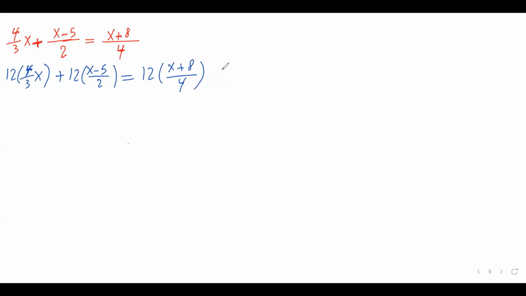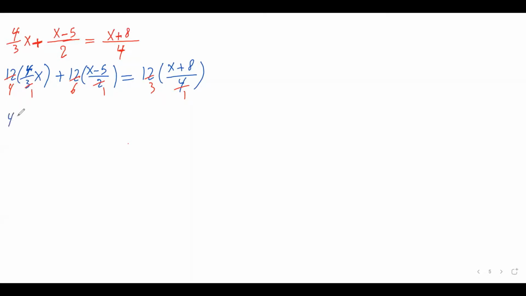How can we do that? So we just 3 divided by 3 is 1, 12 divided by 3 is just 4, 12 divided by 2 is 6, and 4 divided by 4 is 1, and 12 divided by 4 is 3. And now let's just clean up this expression.